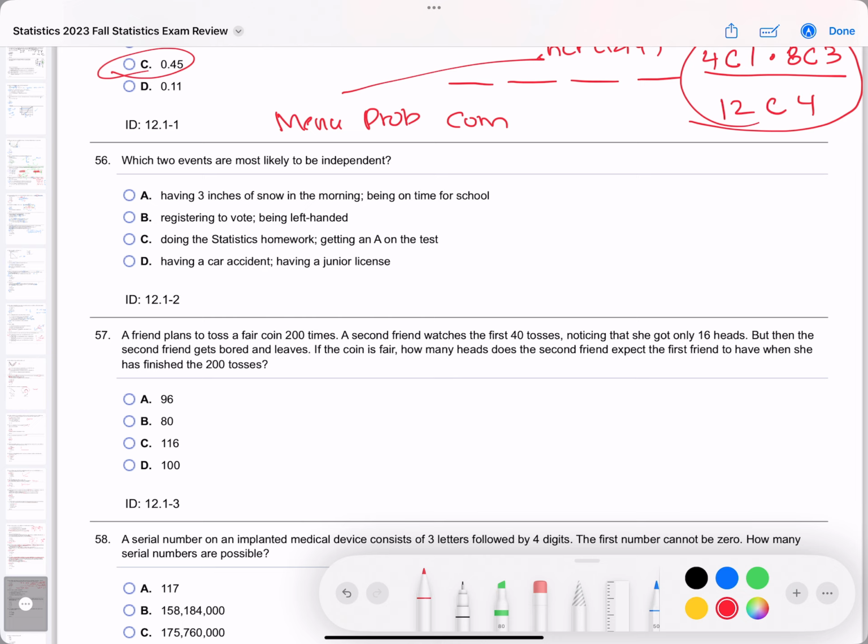Independent events: one does not have an effect on the other. Registering to vote and being left-handed are not going to have an effect on each other. All the others have some sort of relationship together.